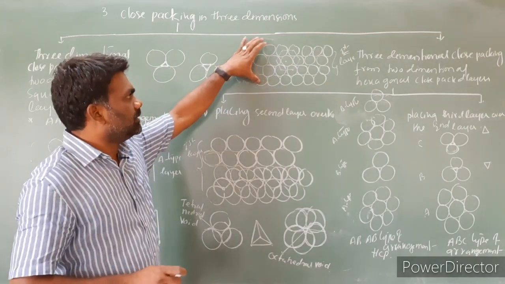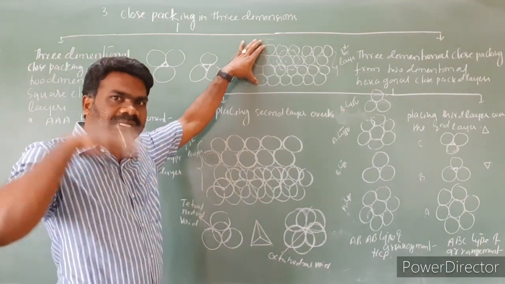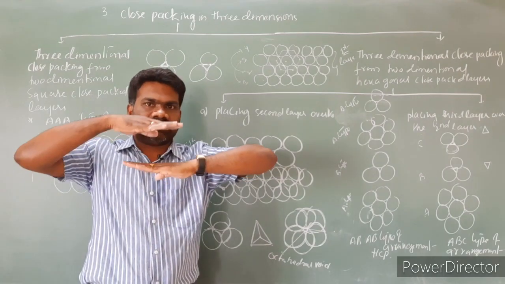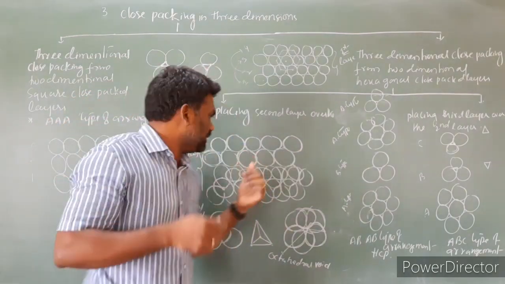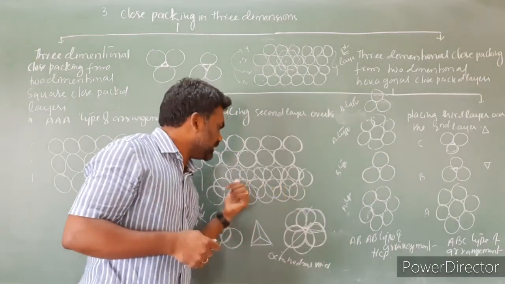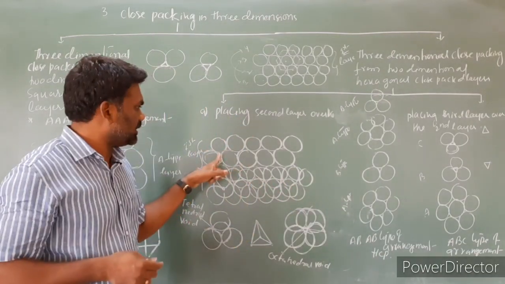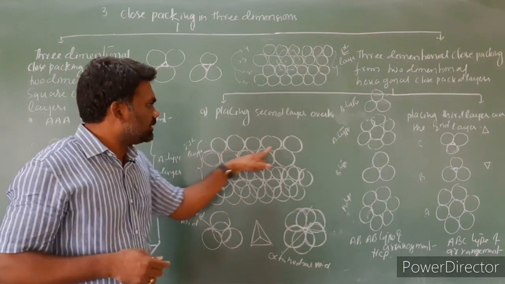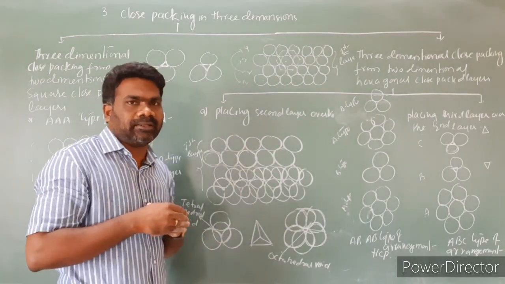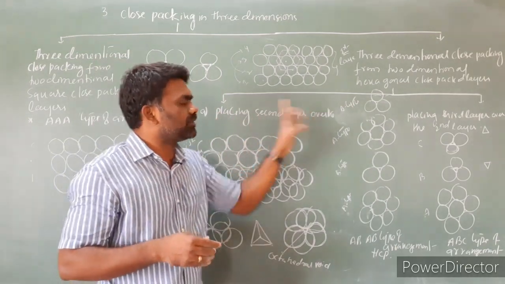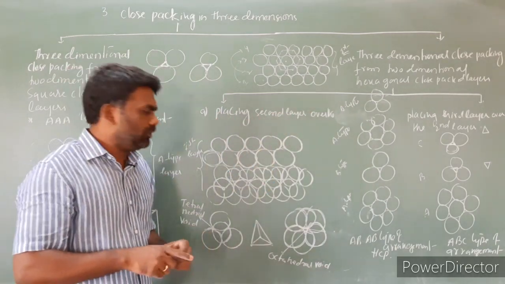I took the first layer. Upon this first layer I am placing the second layer. The second layer we have to place above the first layer in the depressions of the first layer. So in the depressions of the first layer, depressions either here like this, the depressions will be there. In the depressions of the first layer we have to place the second layer. That is placing the second layer over the first layer. Here two types of voids formed.